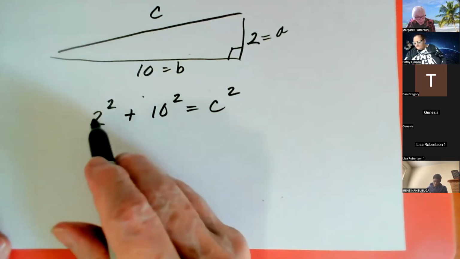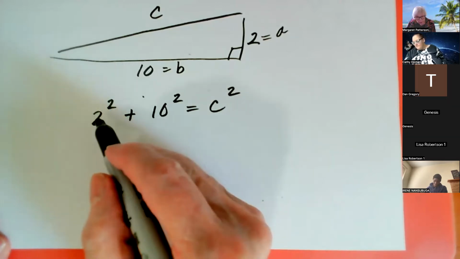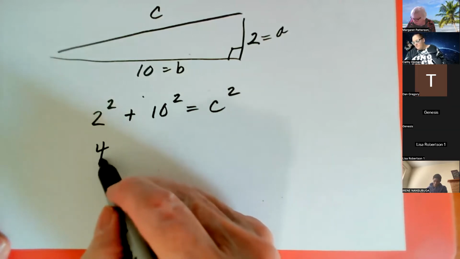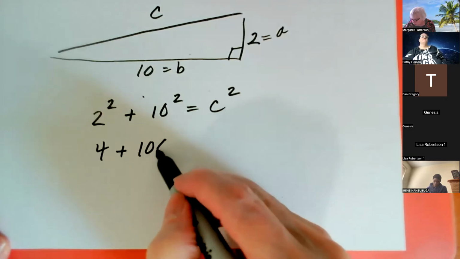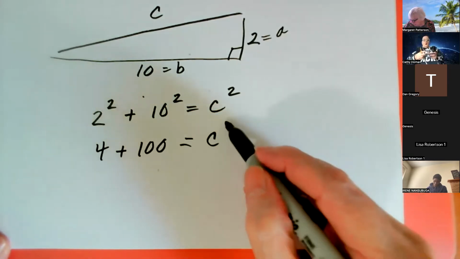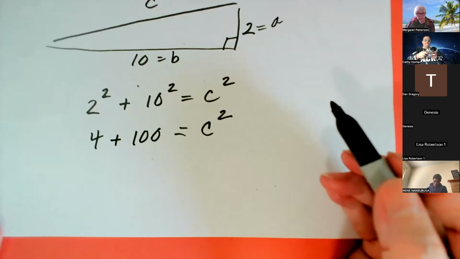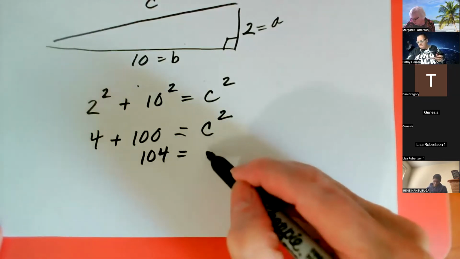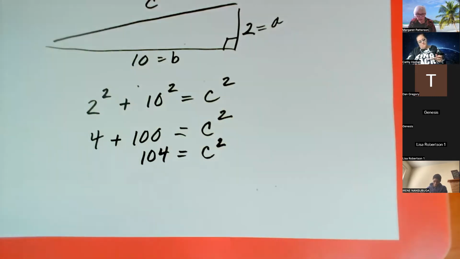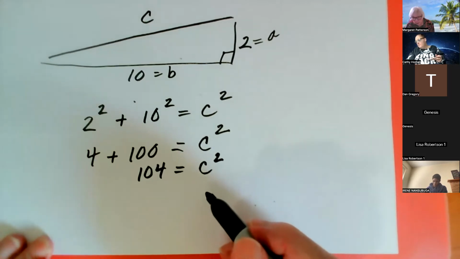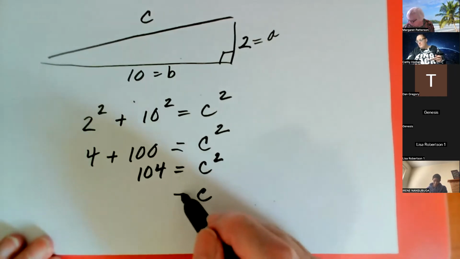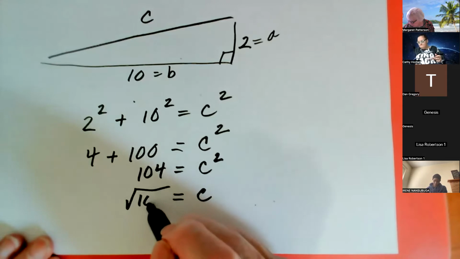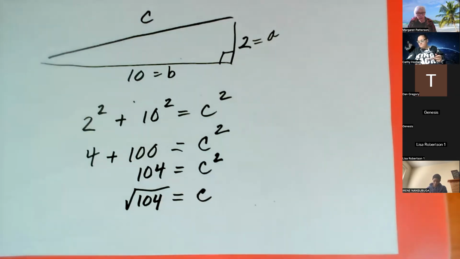Just keep simplifying until you get it down to a good number. 2 squared is 4. 10 squared is 100. And that's C squared. This is 104. And that is not a perfect square. And that's what I wanted to show you. So to get C, which is what we really wanted, you take the square root of 104. Now, because it's not a perfect square, it depends on what they want.